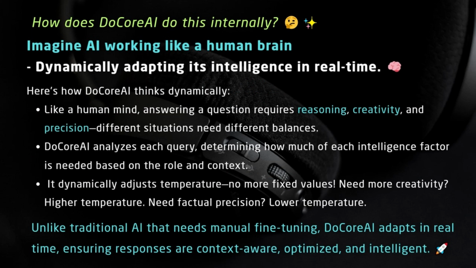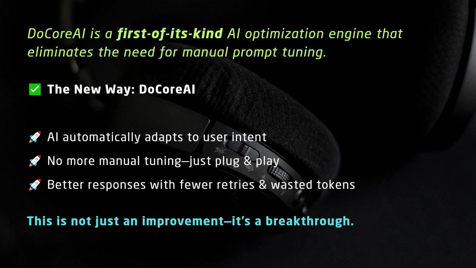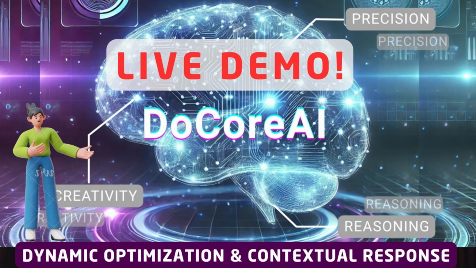Think of AI like a human brain. Some queries need deep reasoning, others need more creativity. DoCoreAI analyzes every prompt and predicts the intelligence mix needed for the best response. Instead of manually setting a fixed temperature, DoCoreAI dynamically adjusts it based on reasoning, creativity, and precision. More creativity? Higher temperature. More precision? Lower temperature. Unlike traditional AI models that need frequent manual tuning, DoCoreAI automates optimization in real time, saving time, improving consistency, and reducing costs. Let's see DoCoreAI in action.